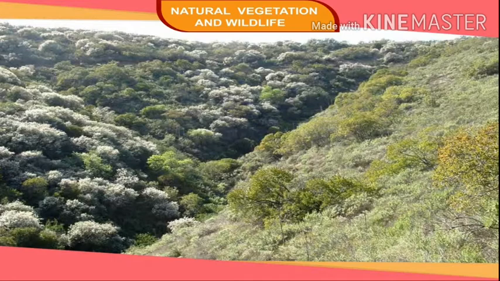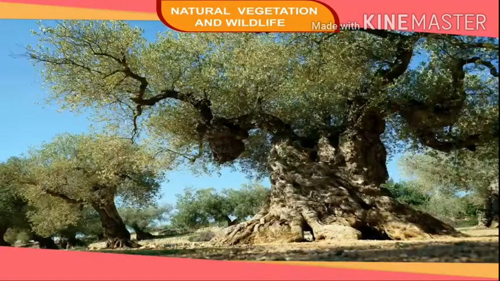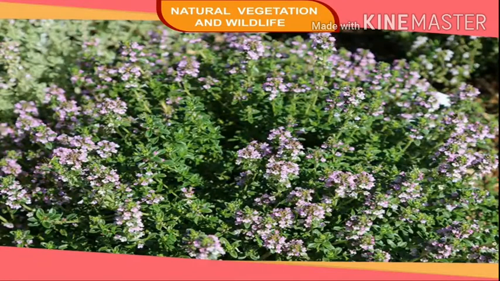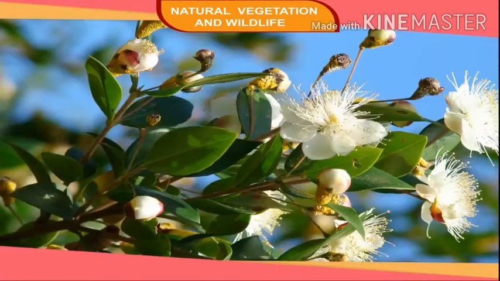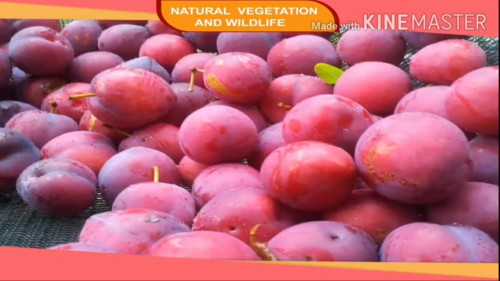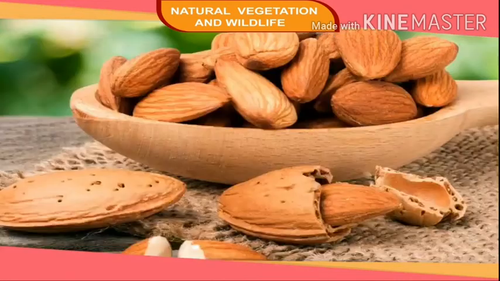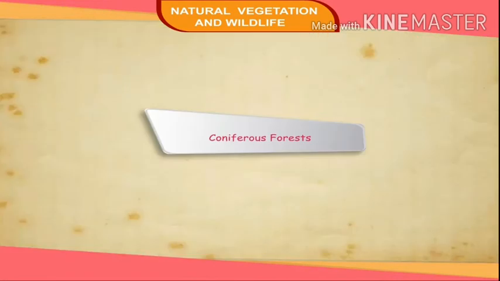The vegetation include trees like cork, oak, pine, olive, and aromatic plants like lavender and myrtle. Grapes are grown in this region and fruit cultivation is carried out in large scale here. Main fruit trees are grapes, plums, peaches, apricot, cherries, almonds, etc.